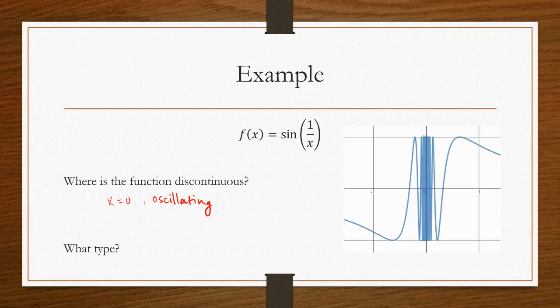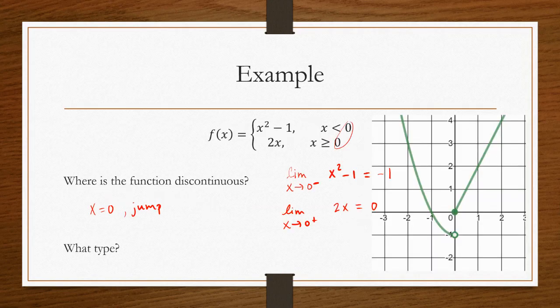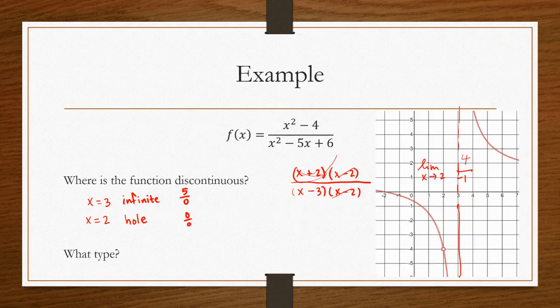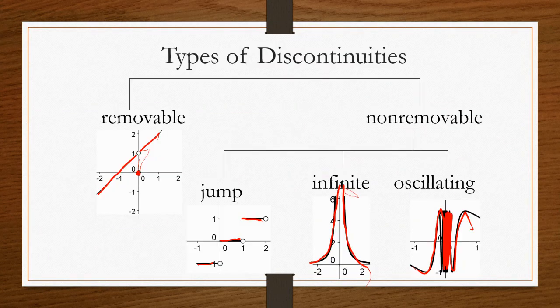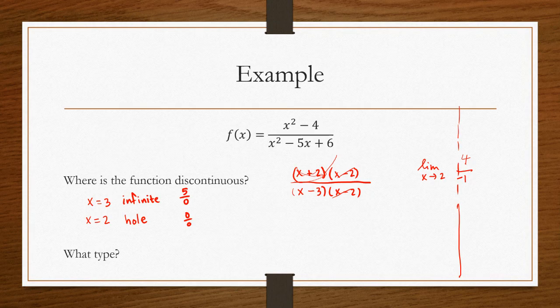So those are the types of discontinuities: oscillating; jump, where your two limits exist, but they're not the same number; infinite, where your two limits are infinity or negative infinity or a mix of the two; and a hole, where your limit is a number, but your function doesn't exist at that point. And I said hole, I should have said removable because that's the language we're using here for those types of discontinuity. A hole and a removable discontinuity are synonymous.